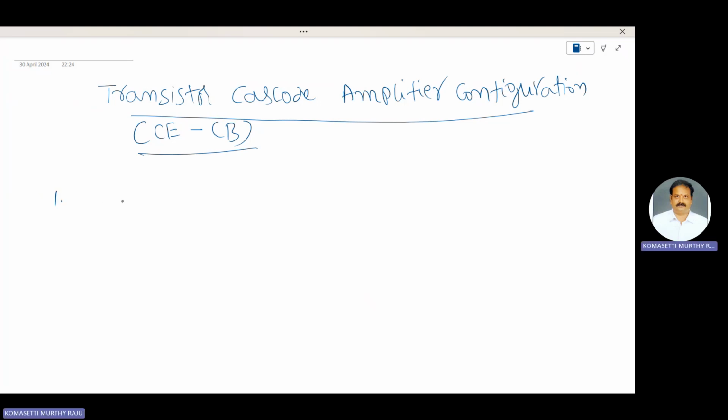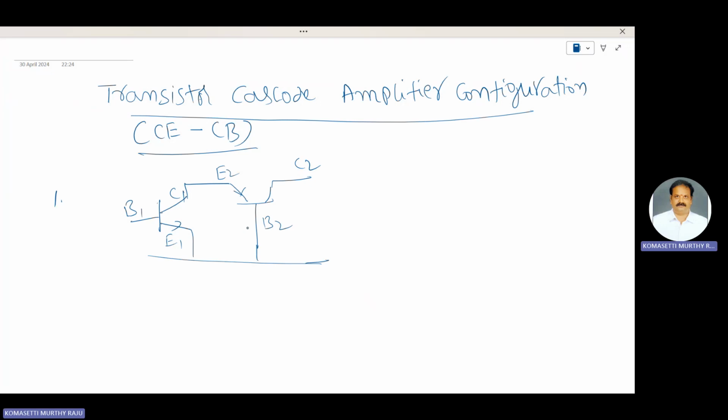First point here is it consists of a CE stage followed by a CB stage directly coupled to each other, and combines some of the features of both the amplifiers. This one is a CE stage. This one is a CB stage. Base, emitter, and collector: B1, C1, E1, E2, B2, and C2.